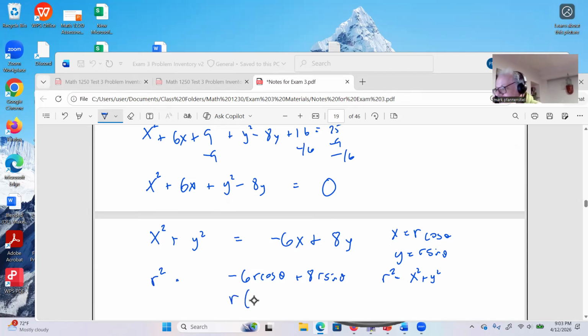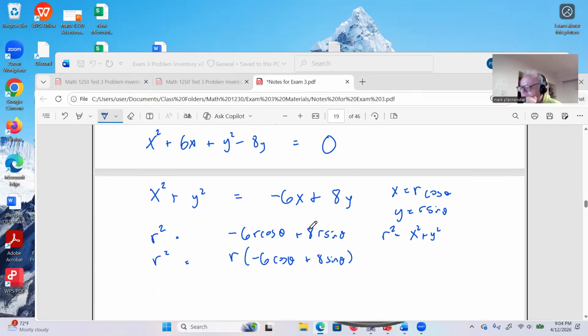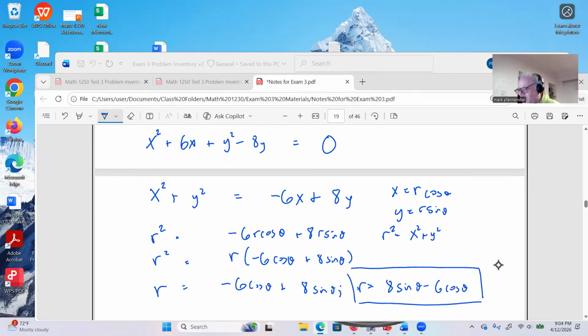So we have r times negative 6 cosine theta plus 8 sine theta. One of the r's is going to cancel. So r can't be 0. Okay, so we're going to have r is equal to negative 6 cosine theta plus 8 sine theta. And since we don't really have x or y and it doesn't really matter, in order to keep from losing our negative sign, we can say this is r is equal to 8 sine theta minus 6 cosine theta. And that again is a circle in polar coordinates.